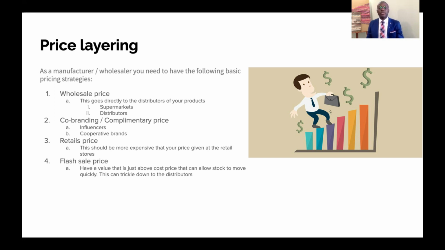Next you need to have is a complementary price, something called a co-branding price. Here is where your product is paired with influencers, other brands that complement your product, that complement your brand. You need to have a price for them because once they pair with you, they would want you to still be able to make a profit on this item. So have a co-branding price, have a complementary price.